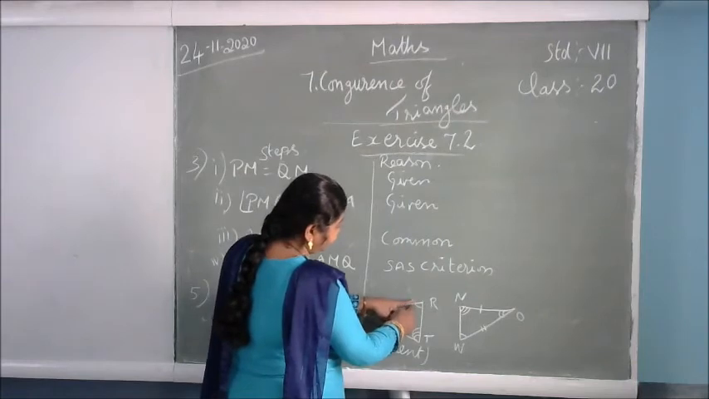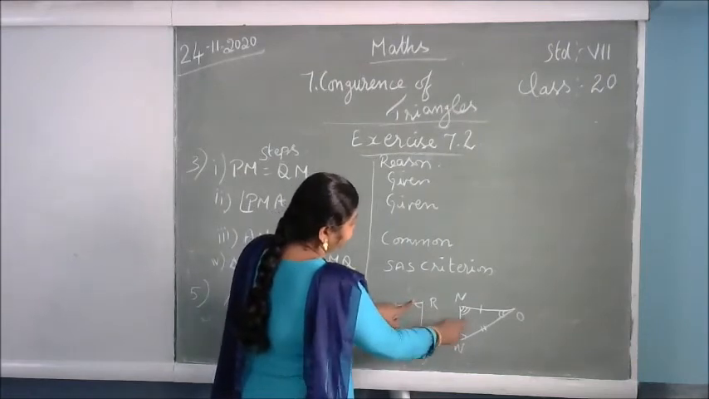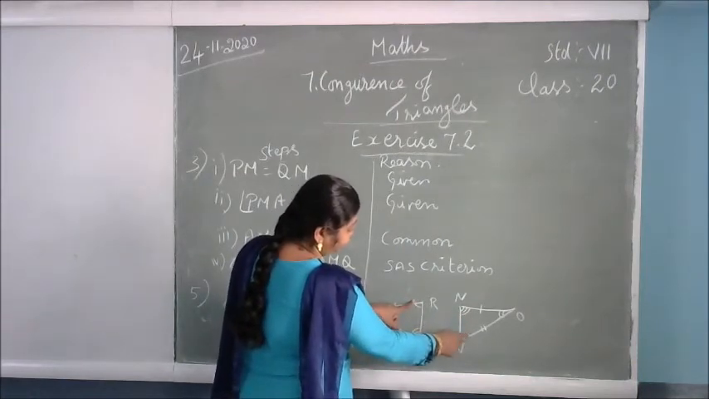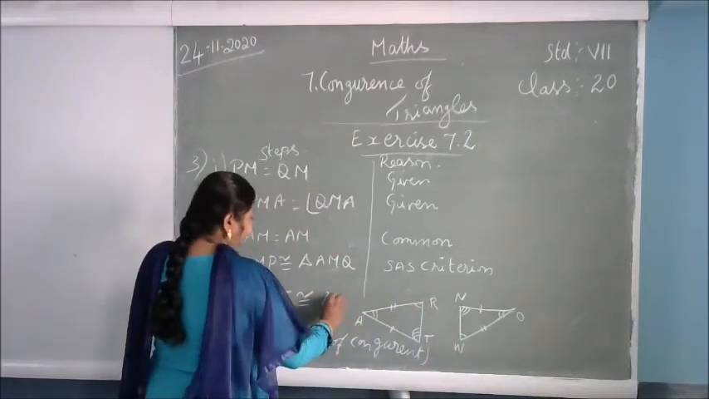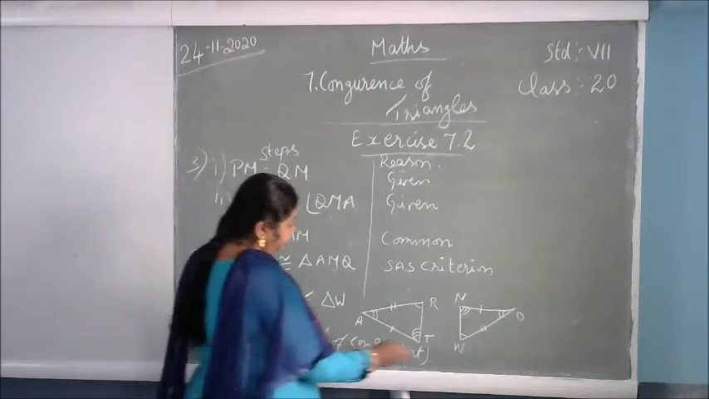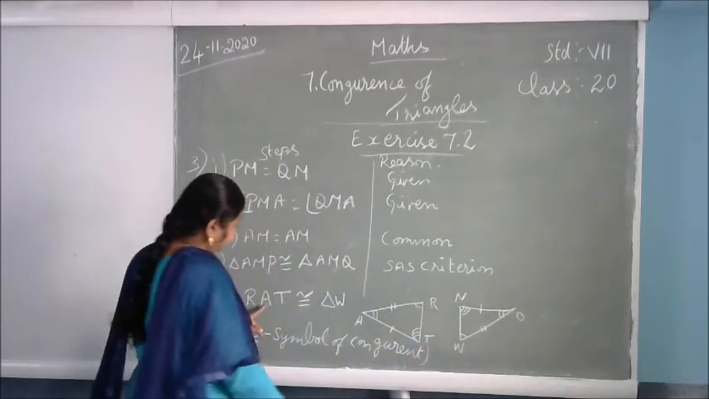R has only one line, no? So here in this triangle, which angle has one line? Only one line they have done, W. So you have to write W first. Next one, R. Next variable is A.